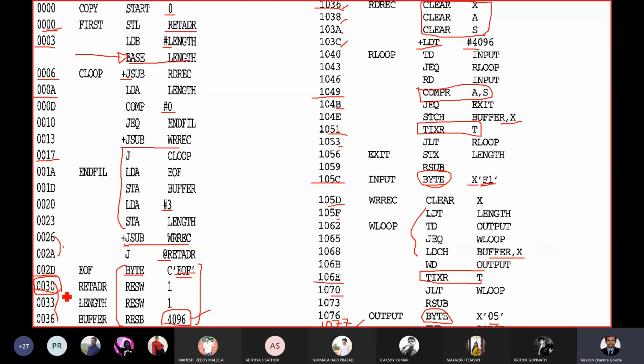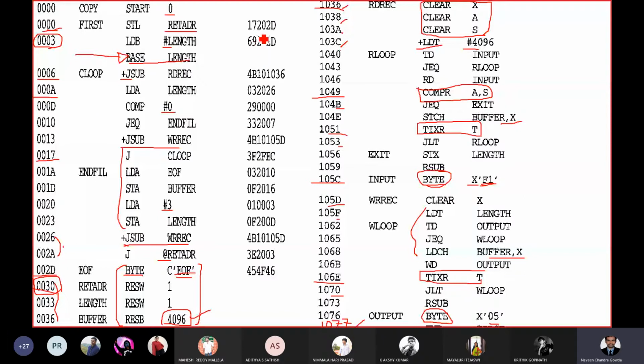That is where you will get this 17. Why has it become 17? As I mentioned, the opcode of STL is 14, but it has become 17. The reason is that N and I are set as 1 1, and P will be set as 1, and 02D is the displacement. That's how we get 17202D, right?